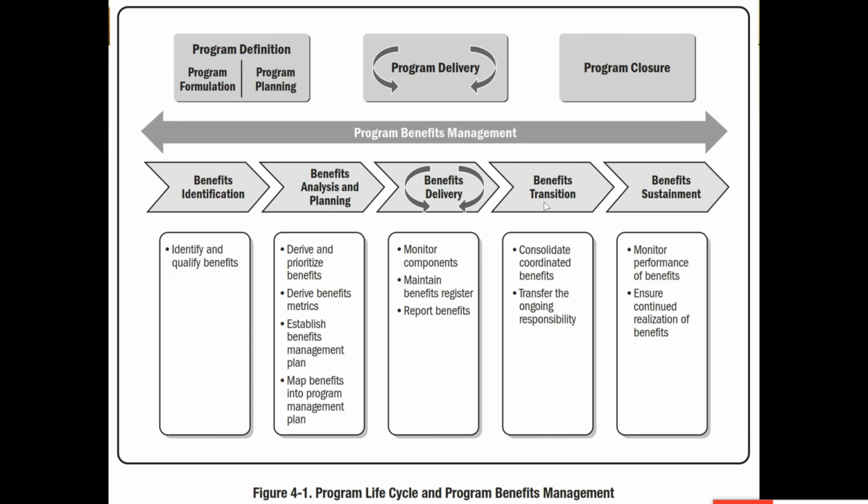Therefore, benefit transition is being overlapped by the program delivery. So as soon as benefit delivery starts, benefit transition can immediately follow that. And transition can further be succeeded or gives rise to the sustainment. The transition and sustainment is generally considered to be the program closure. So program closure is somehow related with the benefit transition and benefit sustainment, but benefit transition can be during the program delivery as well if it is incremental delivery. So what do we do in each one of these 5 steps of benefit management? When the benefits are being identified, we are trying to identify and qualify the benefits.